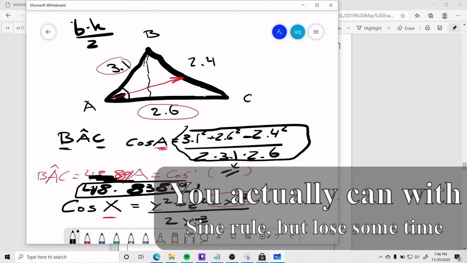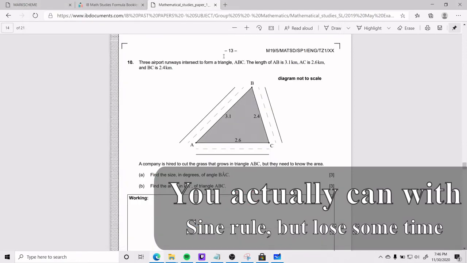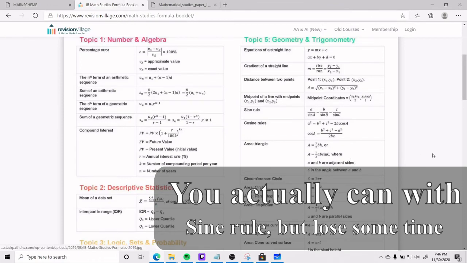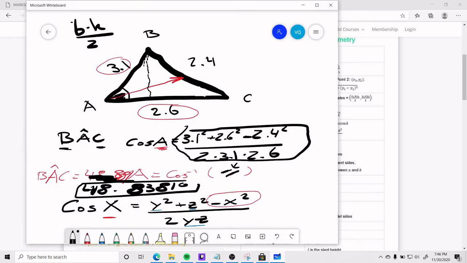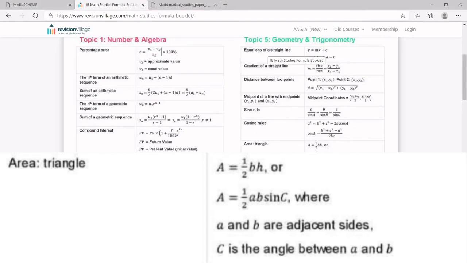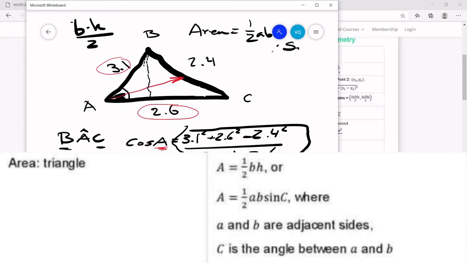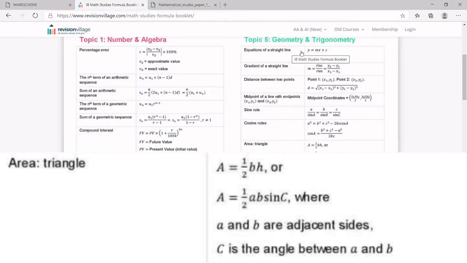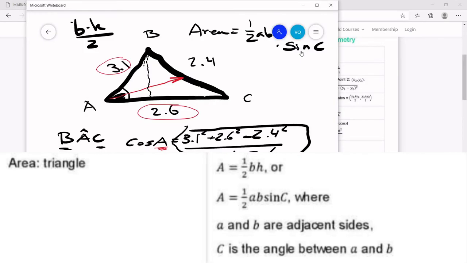However, you need to get familiar with the formula booklet and know that there is a formula which uses the following. It tells us that the area, which in the formula booklet puts it as big A, but I don't want to confuse you guys, so I'm just going to put area is equal to 1/2 AB, A times B, times sine C, okay? Where AB are adjacent sides and C is the angle between A and B.